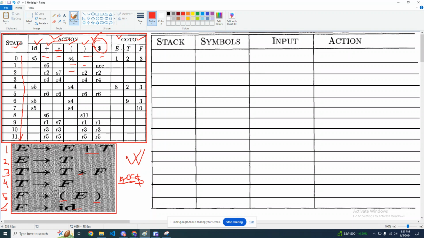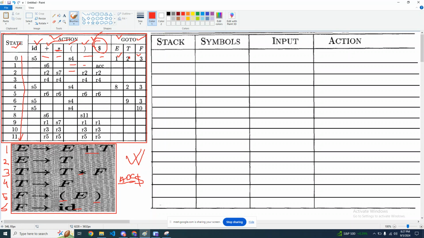Similarly, the go-to columns will have only numbers. There will be no shift operation, no reduce operation, no accept operations. It will have only numbers, meaning it will go to state number 1, this will go to state number 2, this will go to state number 3. Similarly for all this. Okay.